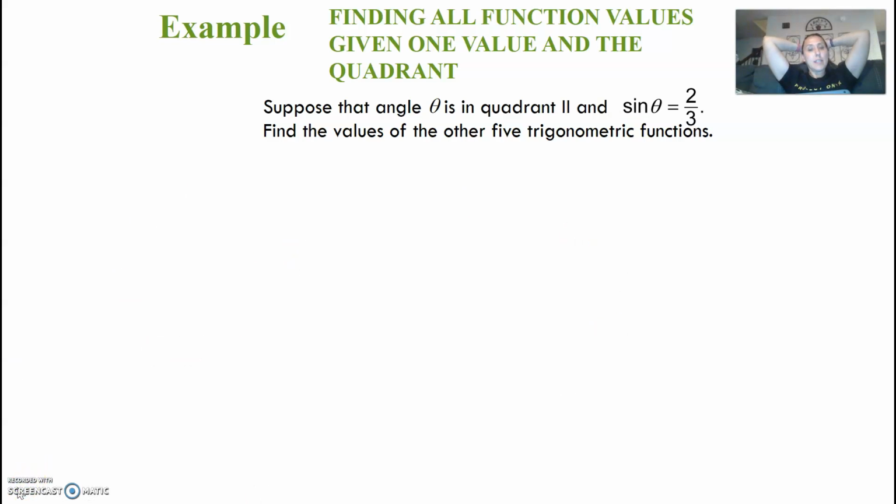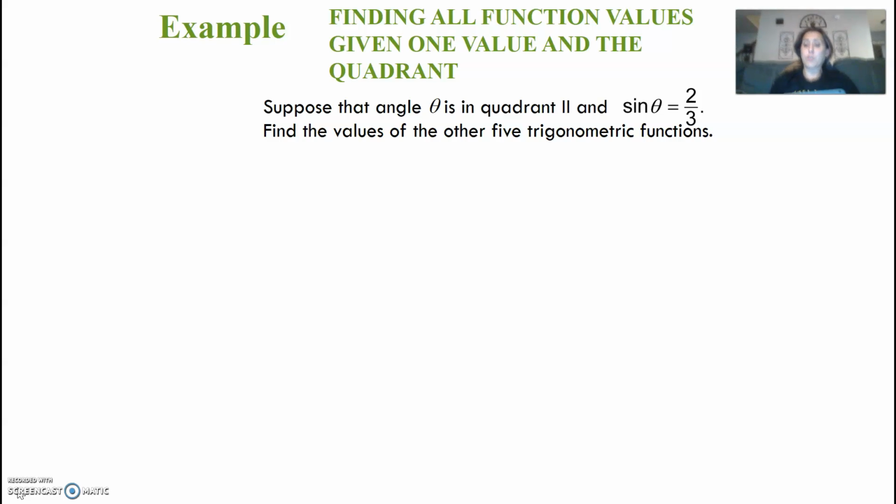You are going to want to get these examples in your notes, because this will help you finish the rest of that homework assignment. So suppose angle theta is in quadrant 2. So that's going to tell us some things about sine, right? And the sine of theta is 2 over 3. Now remember, sine is y over r, right? So we know some things. Find values of the other 5 trigonometric functions.